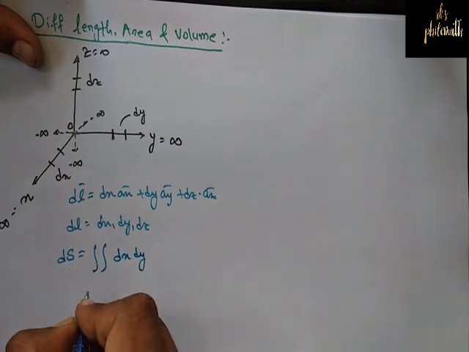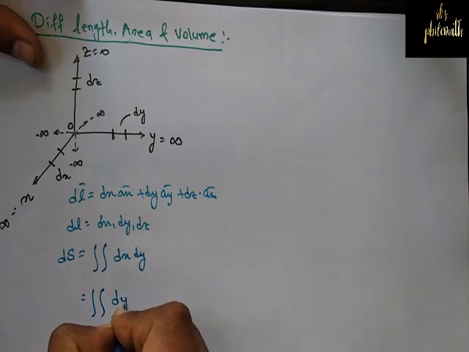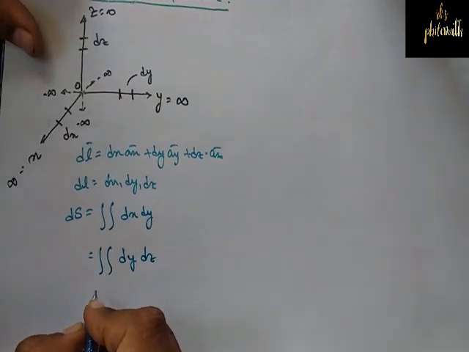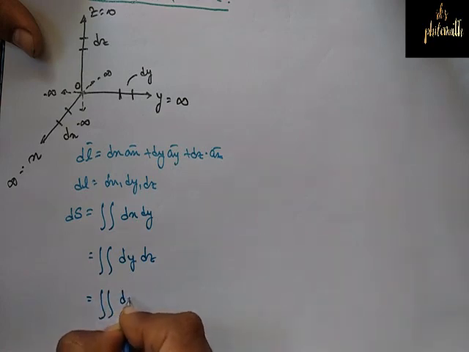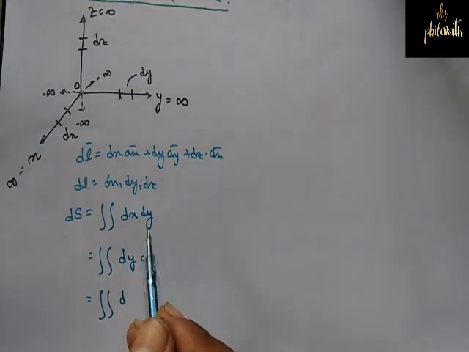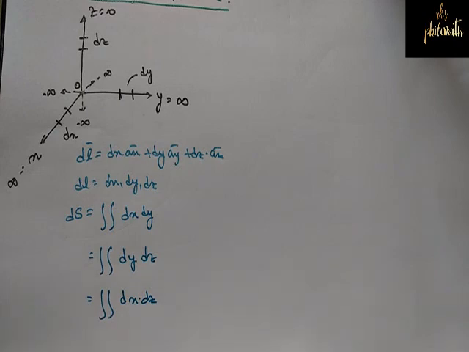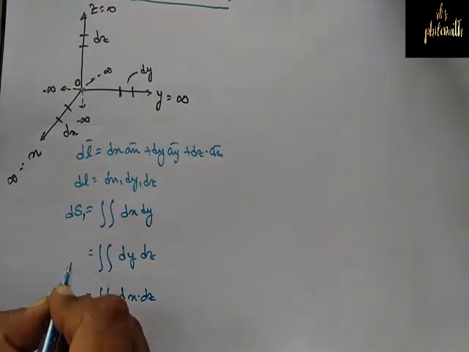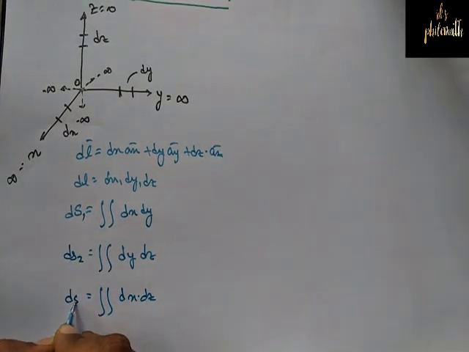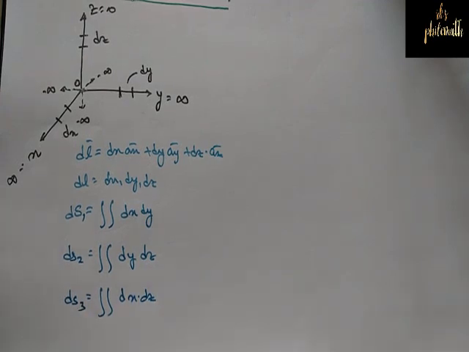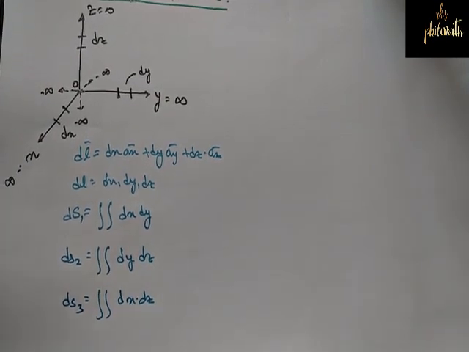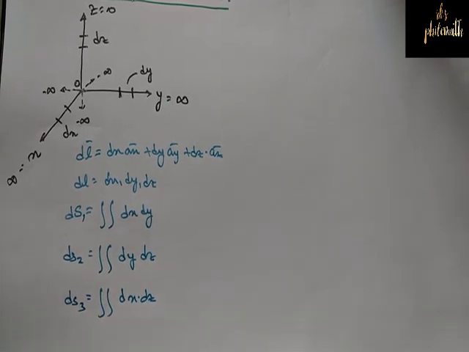or dy dz or dx dz. So this will be surface 1, surface 2 and this will be surface 3. Or area, we can say area.